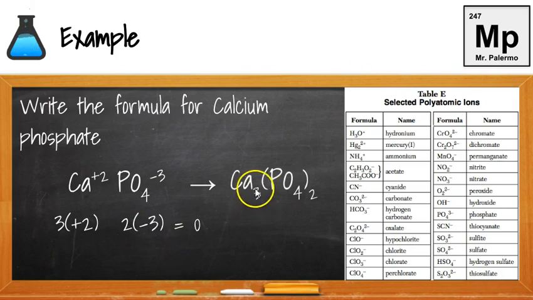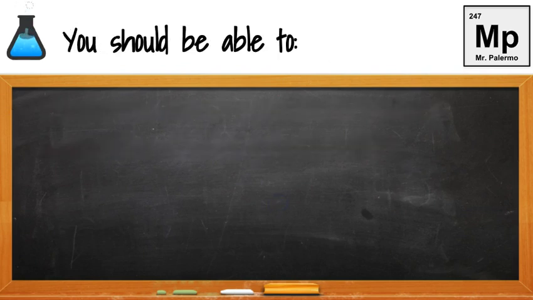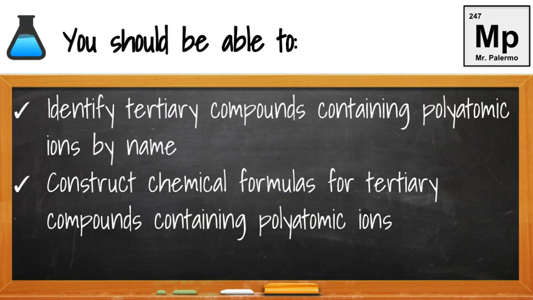And so I'd write that Ca3, 3 calcium indicated here. That gives me a +6 charge. And then to show that we have 2 of this phosphate, 2 of this polyatomic ion, I put the ion in parentheses and then put the 2 outside the parentheses, indicating I have 2 of this entire unit here, 2 of this PO4 ion. So let's check your understanding. Can you construct chemical formulas for tertiary compounds containing polyatomic ions? At this point, you should be able to identify tertiary compounds containing polyatomic ions by name and construct chemical formulas for tertiary compounds containing polyatomic ions.